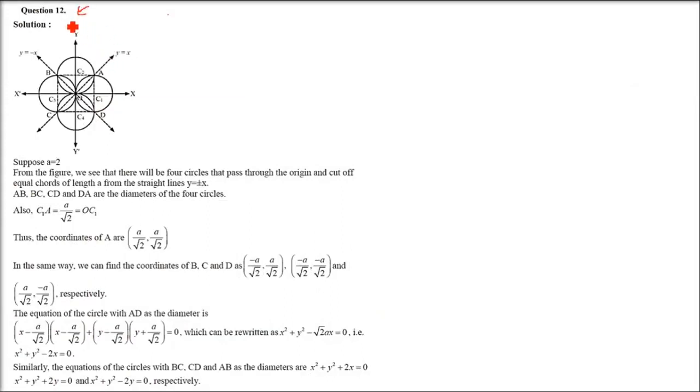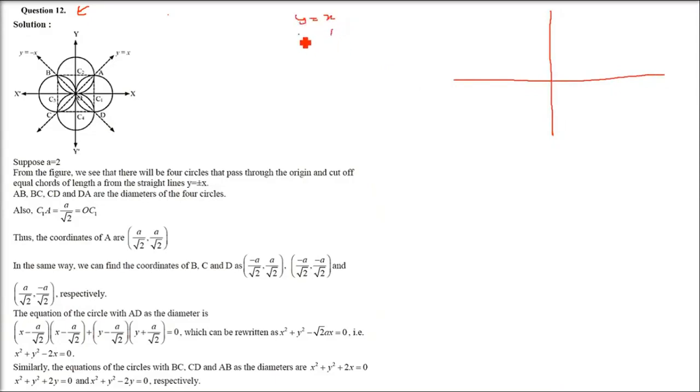This is question number 12. Find the equations of the circle which pass through the origin and cut off equal chords of root 2 units from the lines y equals x and y equals minus x. So y equals x and y equals minus x, how are we going to make it?